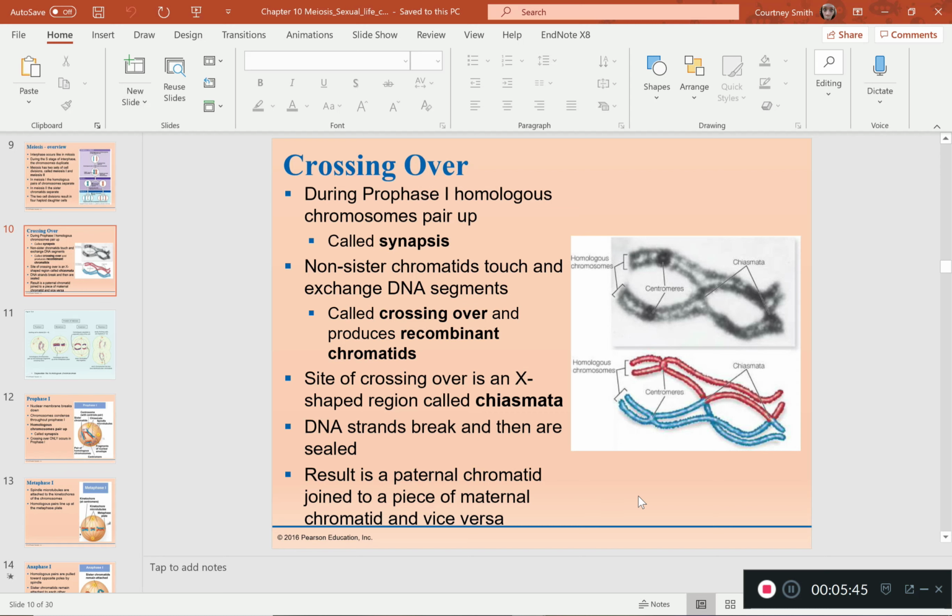As long as we have crossing over occurring, then we are going to increase our genetic variation, which is good for us. Now, for some organisms it may not be as good, but for us it's definitely very much advantageous. Okie dokie.